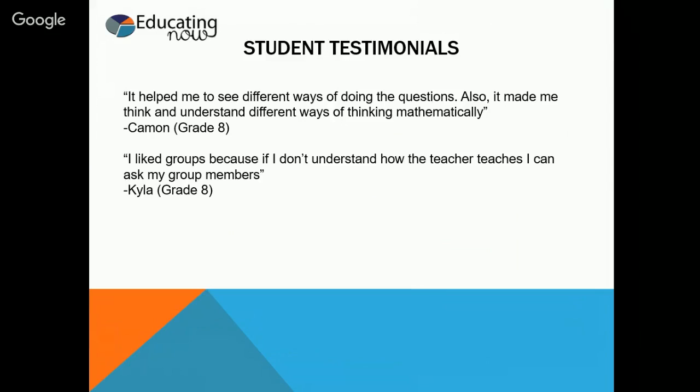Payman said that it helped me to see different ways of doing the questions. Also, it made me think and understand different ways of thinking mathematically. And Kyla said, I like groups because if I don't understand how the teacher teaches, I can ask my group members. And I have been saying for years that students can often explain things better to each other than we can, because they're just more alike. Their brains are closer to each other's than they are to the way ours work and think. So I'm a huge proponent of get the students to say as much as possible while the teacher says as little as possible.